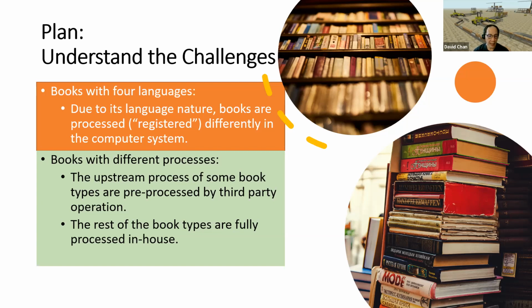Second, they need to face different kinds of processes. Some of the books are pre-processed before they are sent down to XX. Some of the books will have the full process in XX itself. So these books are all pumped into the same operation or same processing line. Therefore, there will be a lot of switches between books that are pre-processed and books that are not. Again, this will affect the operation, the system, the standard.